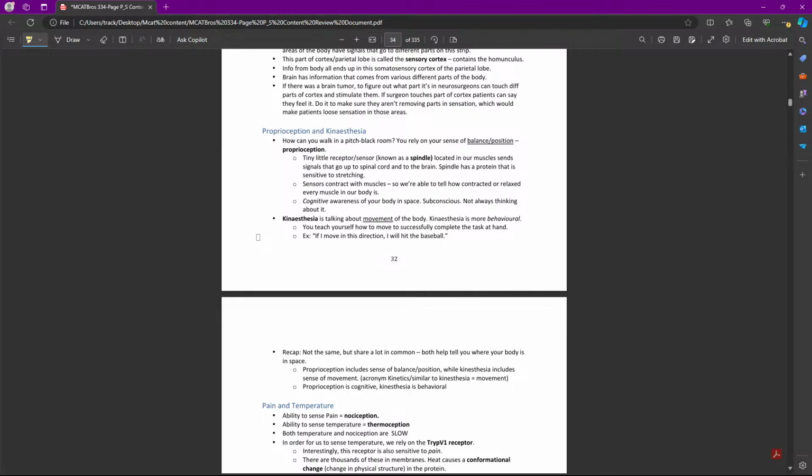Proprioception, we already talked about this. It feels like it's repeating itself constantly. It's balance and position. We talked about it yesterday. It's about how we feel where our body is in space, and it's subconscious. It depends on different components sending signals through the spinal cord and the brain that we are either upright, laying down, etc.